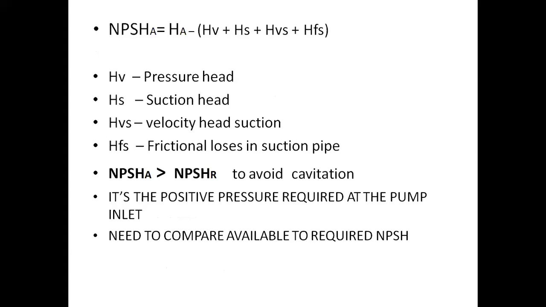So see here, NPSH, net positive suction head, equals HA − HV + HS + HVS − HFS. HV is the vapor pressure head, HS is the suction head, HVS is the velocity head in suction, and HFS is the frictional loss in the suction pipe. So NPSH available must be greater than NPSH required to avoid cavitation; it is the positive pressure required at the pump inlet. We need to compare available to required NPSH.